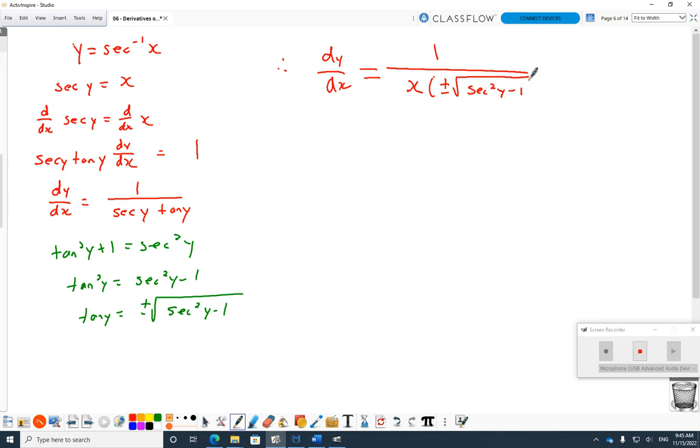To which you're like, yo, you failed. You didn't get it all the way over to x's. Now look again. Can I get rid of that secant squared y? Yeah, it's right there. It's equal to x. So dy by dx equals 1 over plus or minus x, and then this is square root x squared minus 1.